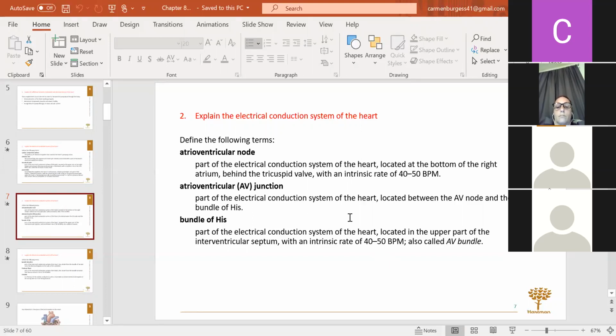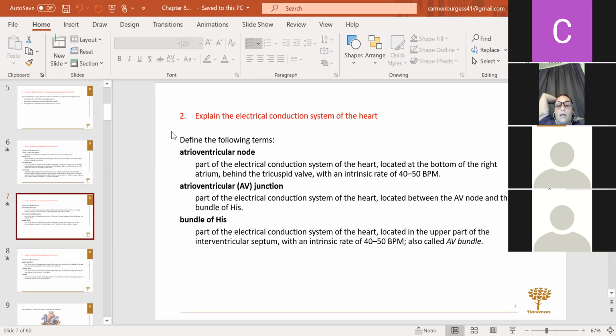But again, if you think about it, where does your electrical conduction system start? In the SA node. Exactly. And what is the intrinsic rate? 60 to 100. And it travels where? Down to the AV node.